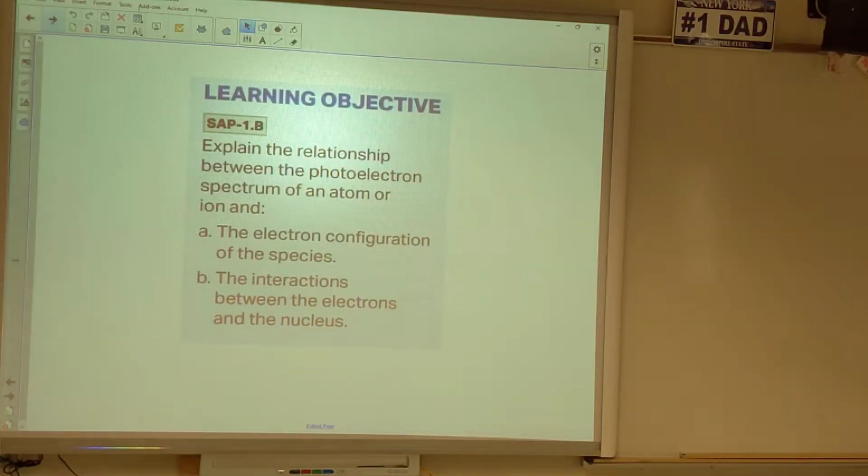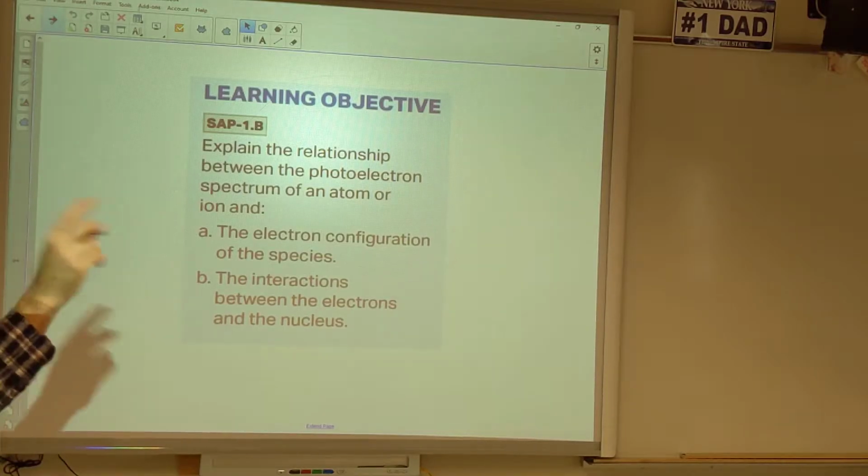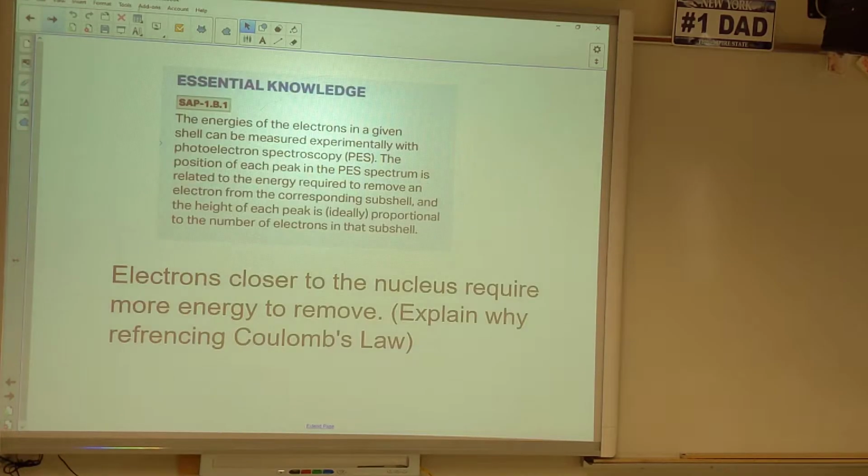So explain the relationship between the photoelectron spectrum of an atom or ion and the electron configuration and the interaction between the electrons and the nucleus. Okay, great. The energies of the electrons can be measured experimentally with photoelectron spectroscopy.